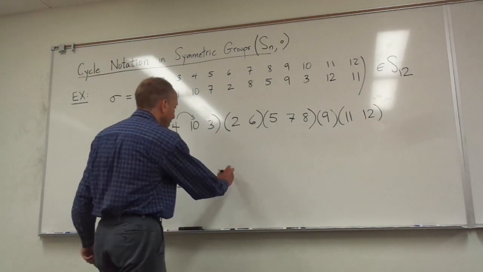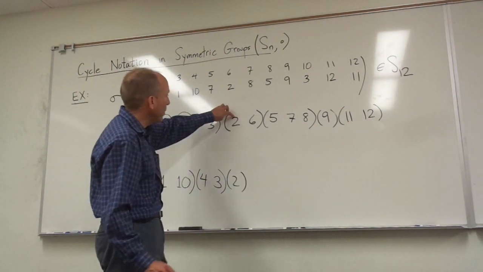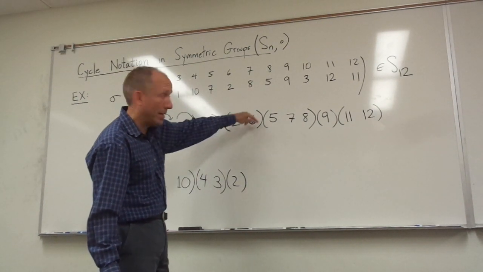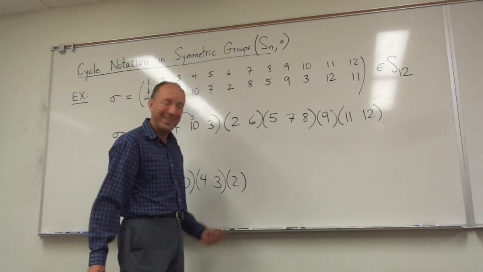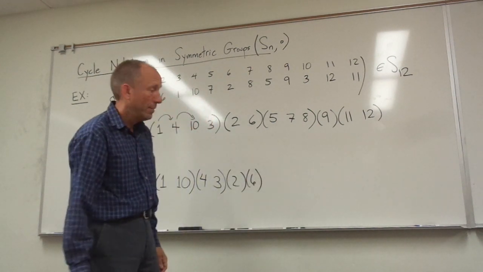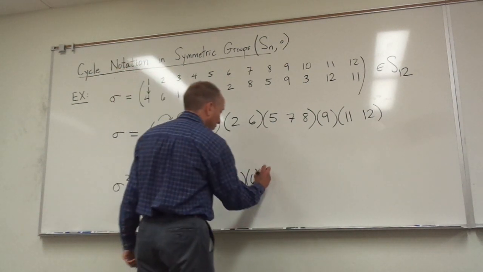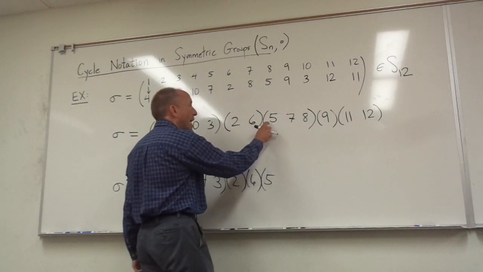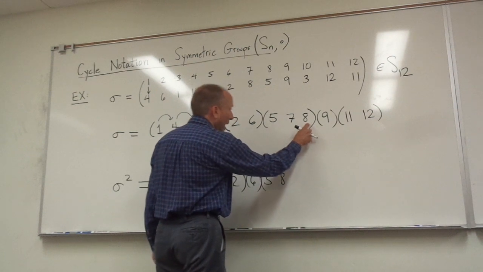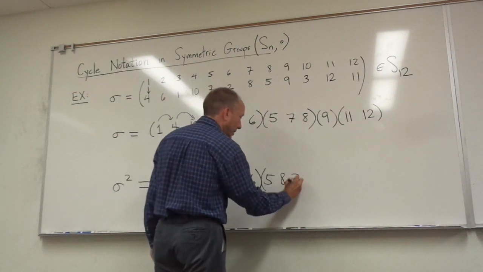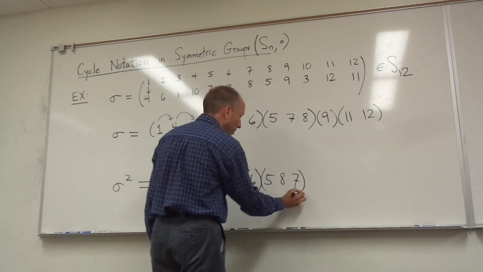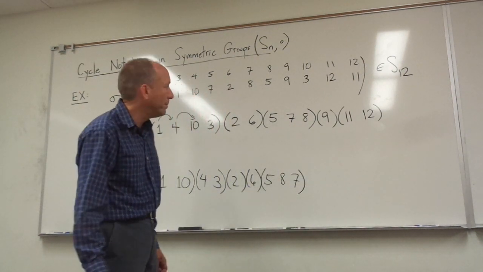Let's suppose I started here with 2. If I apply sigma twice, well, it's first going to go to 6, and then it's going to go right back to 2 again. Okay, so 2 gets fixed, and similarly, 6 gets fixed. Okay? What about over here? What's going to happen? Well, if I start with 5 and I go 2 steps to the right, I end up at 8. If I start at 8 and I go 2 steps along my cycle, I end up at 7. And if I start at 7 and I go 2 steps along my cycle, I end up at 5.